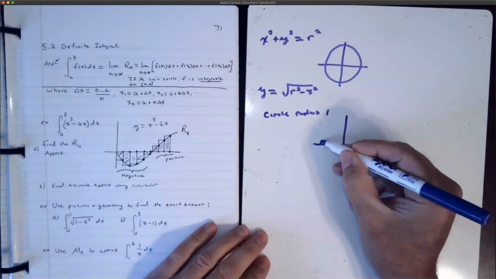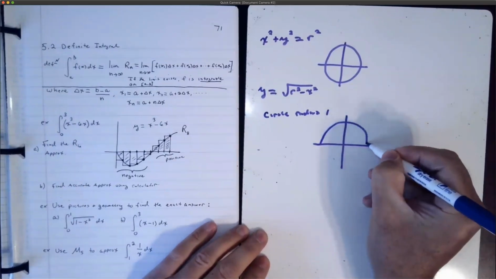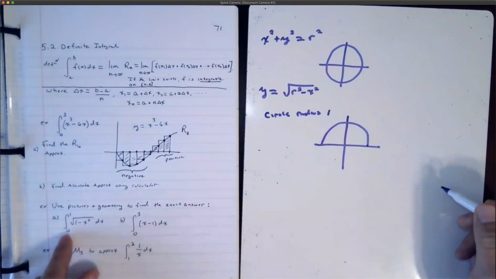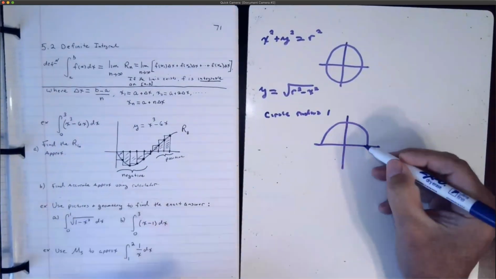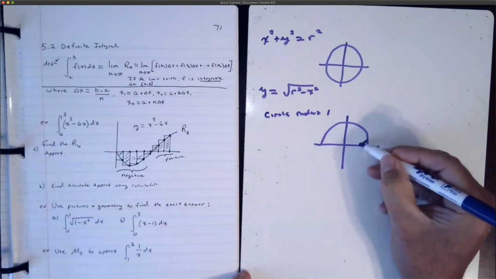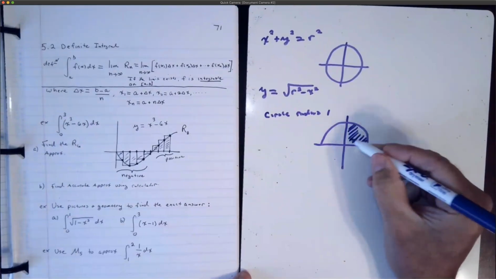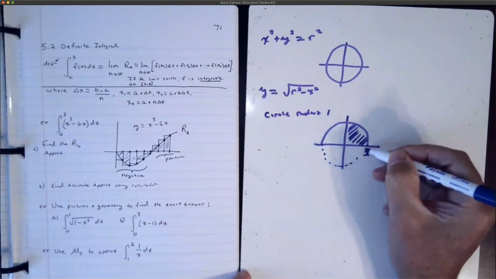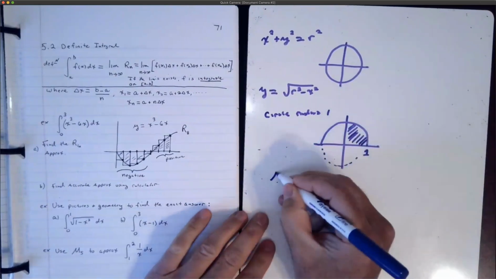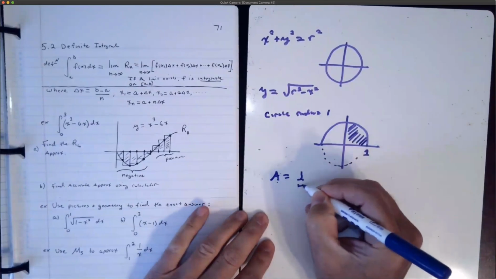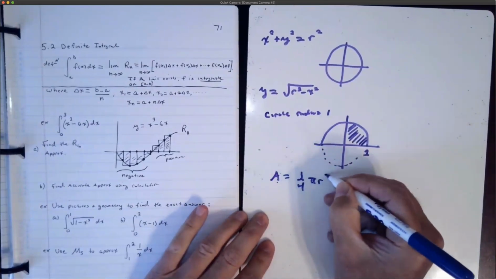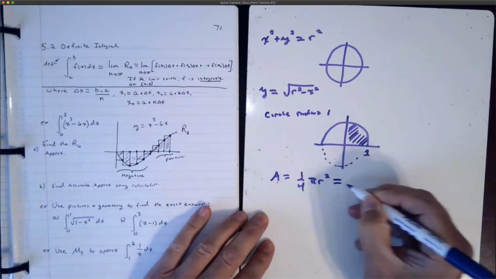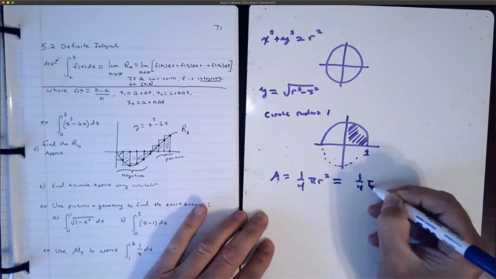Now we're only taking the top part of the circle, right? The upper semicircle. And we want to go from 0 to 1. So we're interested in that area right here. Because it is a true circle, we know that the area would be 1/4 of the area of a circle. Radius is 1, so it's 1/4 pi.